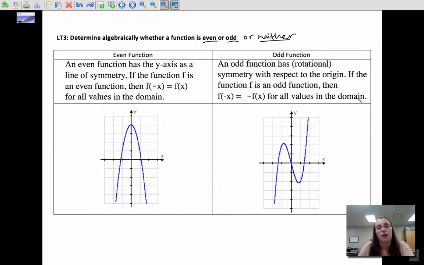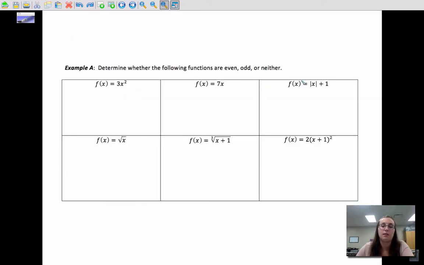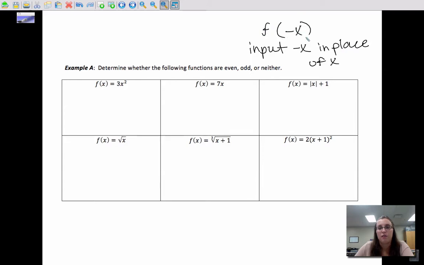And then also there are times when it is neither. Okay, so it doesn't have any type of symmetry. It's not even or odd, and something funky happens when I put negative x in. So we're going to do a couple of these. I'm going to leave the last one up to you. So we're just going to determine whether these are even, odd, or neither by inputting negative x in place of x. And so that's what this means when I say f of negative x.